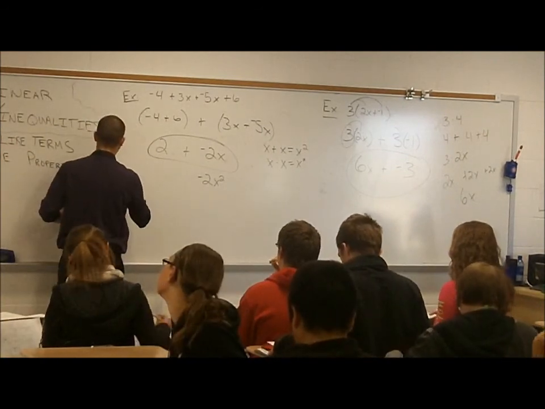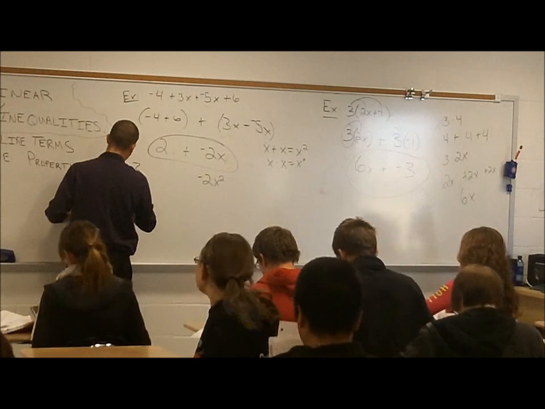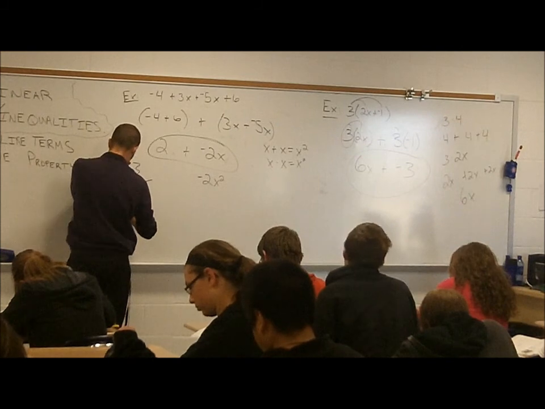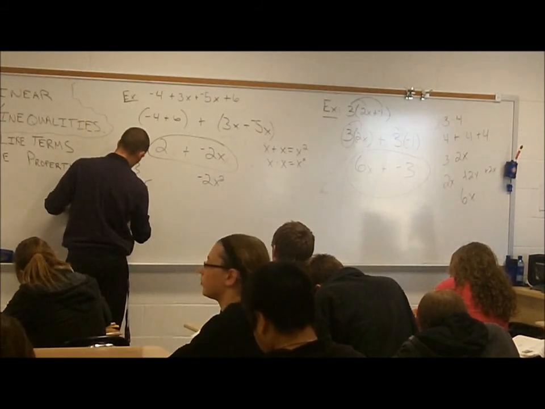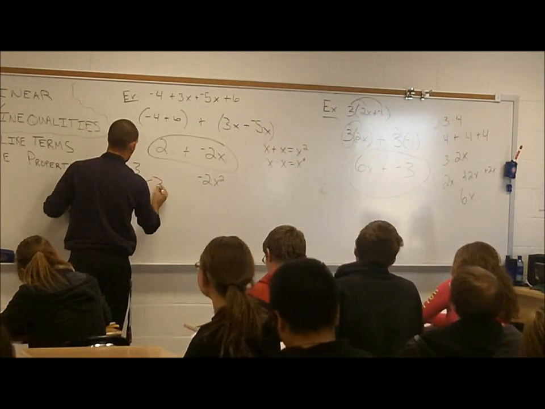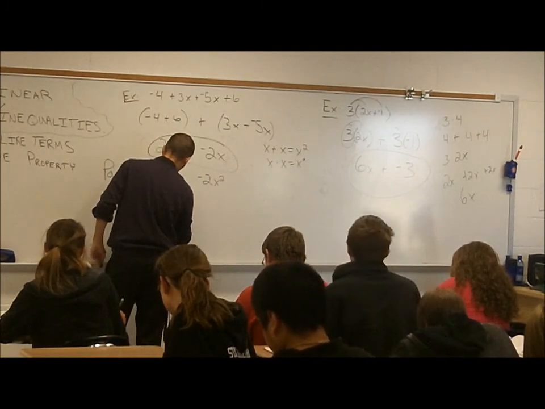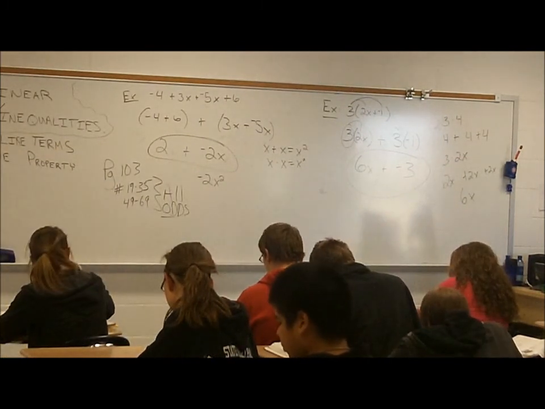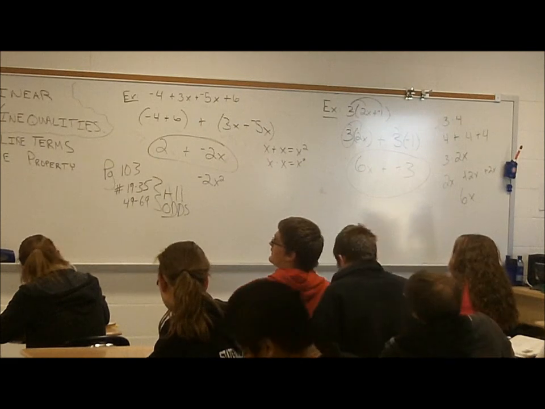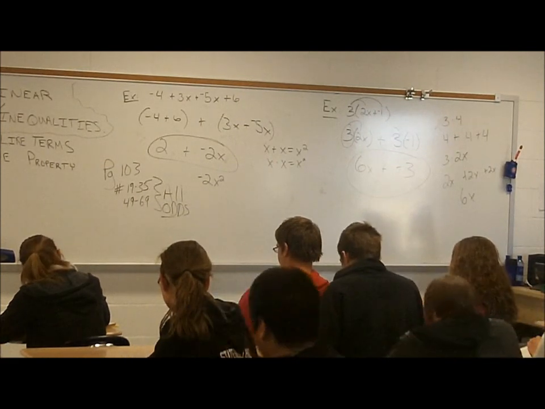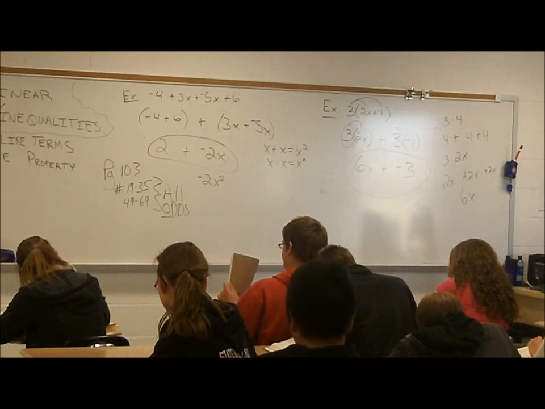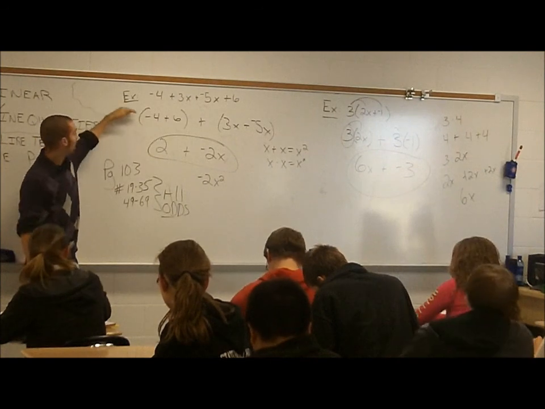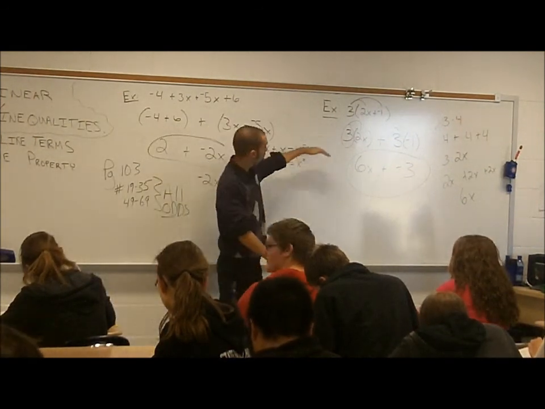Homework. Page 103. Numbers 19 through 35, and 49 through 69, all odds. We're doing all the odds. It's about 17, 18 problems. Should take you about a half hour. I want to see the work. I want to see this right here. Everyone watching? I want to see this. And for the distributive, I want to see this.